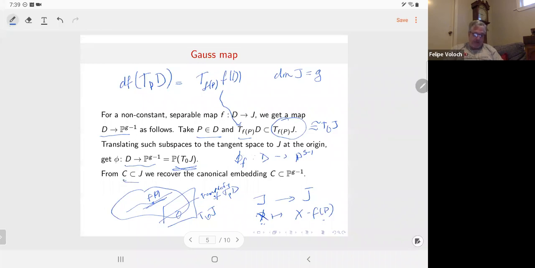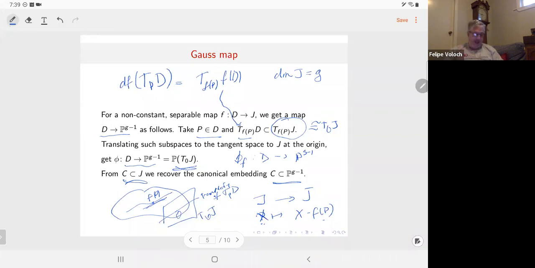So if your D is C, and J, remember, is the Jacobian of C, so if you think of C as embedded in its own Jacobian, you can make this construction. So you get a map from C to P^(g-1), and this construction recovers the canonical embedding. So you have a curve. Let's assume that the curve is not hyperelliptic, so we can talk about the canonical embedding. But if you do this construction of taking the tangent spaces to the curve inside the Jacobian and translating them all to the origin, what you get is the canonical embedding of the curve in P^(g-1).